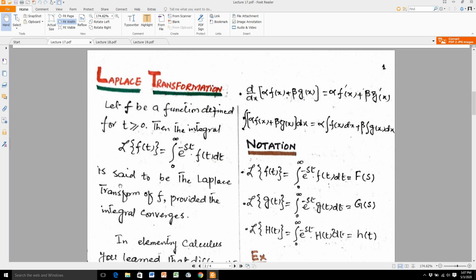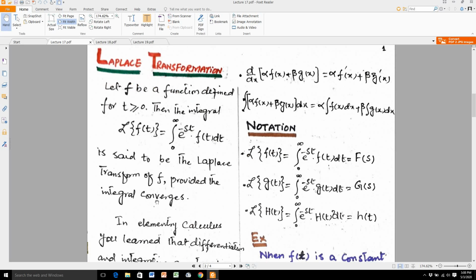Now we proceed in this way. It is said to be the Laplace transformation of f provided the integral converges. It means it gives its answer.